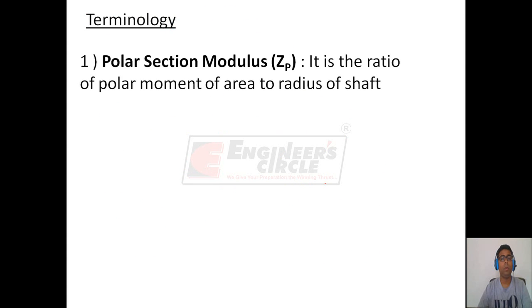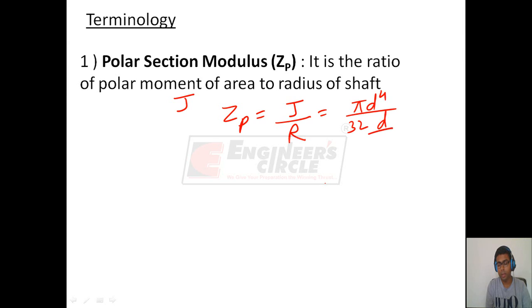So let us see certain terms that we'll be using in this module. First is the polar section modulus ZP. It is the ratio of polar moment of area, that is J, to the radius of shaft. Therefore, this ZP is given by J divided by the radius of the shaft, which is capital R. So we can write this as pi d4 by 32 into d by 2. So this comes out as pi d cube by 16.